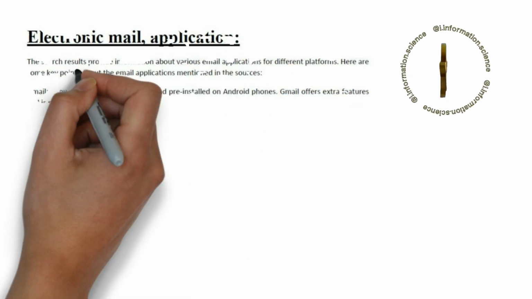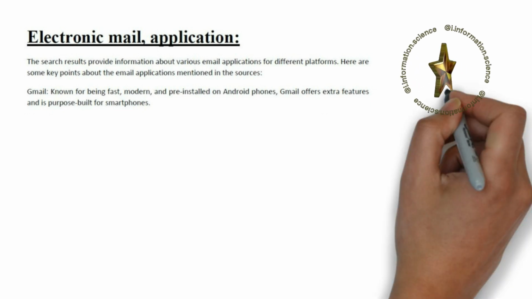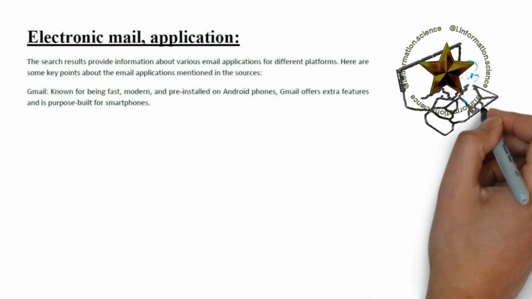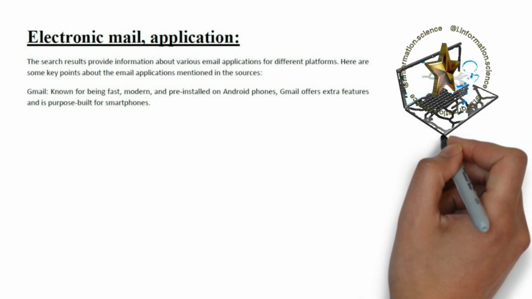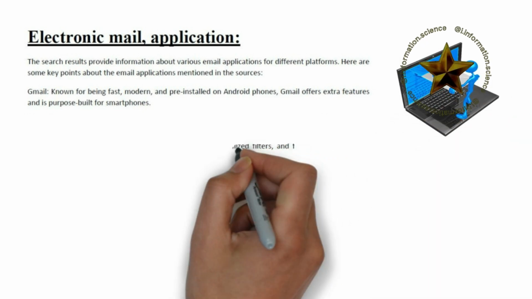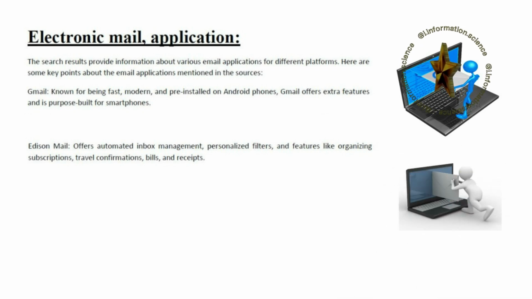Electronic mail application. The search results provide information about various email applications for different platforms. Here are some key points about the email applications mentioned in the sources. Gmail, known for being fast, modern, and pre-installed on Android phones, offers extra features and is purpose-built for smartphones. Edison Mail offers automated inbox management, personalized filters, and features like organizing subscriptions, travel confirmations, bills, and receipts.